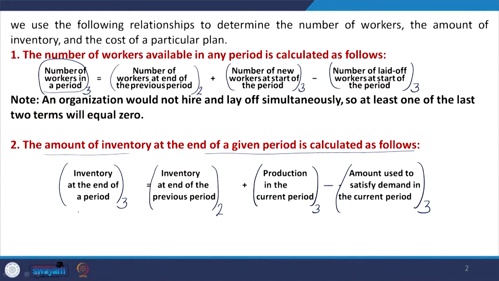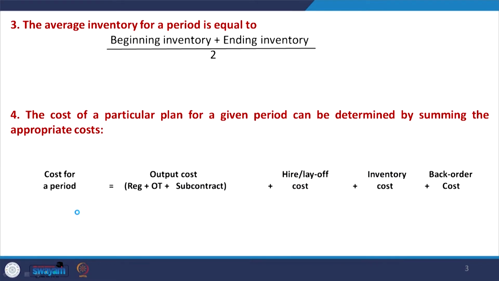We have already discussed that many times the calculation of inventory cost is based on the inventory available at the end of the period. In that case this value will be used. If the holding cost is based on end inventory, then this particular calculation will be useful. But sometimes inventory cost is calculated on the basis of average inventory.